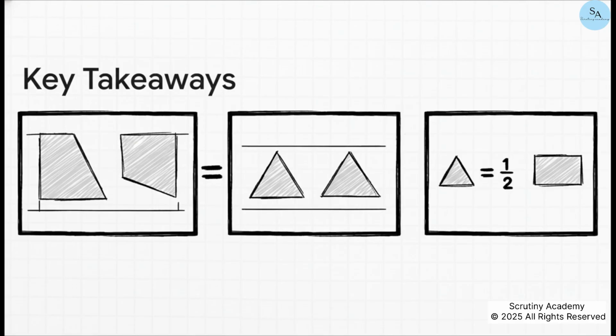First, always check for the two conditions: same base and between the same parallels. Second, if you meet those conditions, parallelograms have equal areas and triangles have equal areas. And finally, never forget the link between them. A triangle is half the area of a parallelogram if they share a base and parallels. That's the whole chapter in a nutshell.